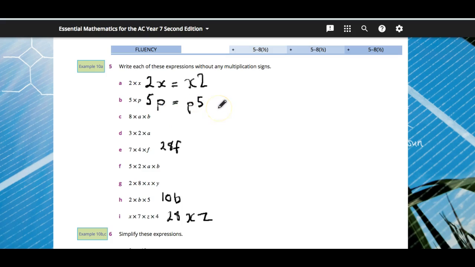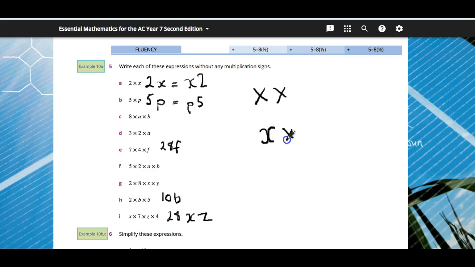Another thing I picked up when marking your tests last week, please don't write your X like that, because your X like that looks exactly the same as my multiply sign. And these are two separate things. So your X needs to be drawn with curves.